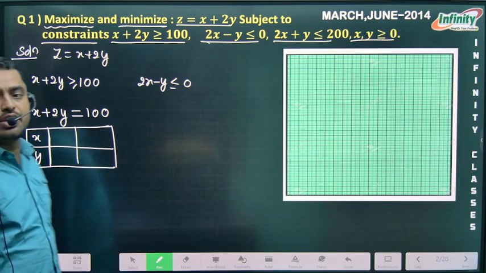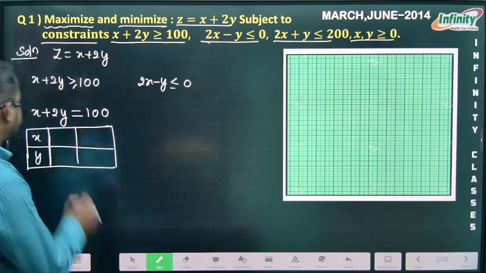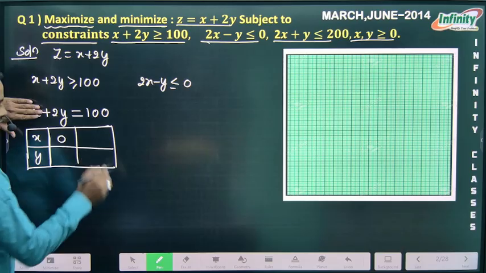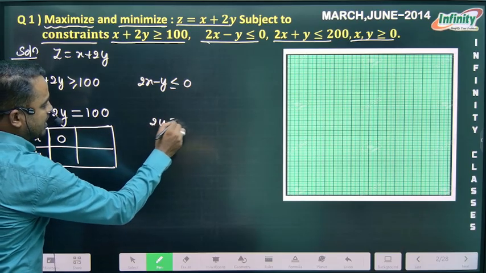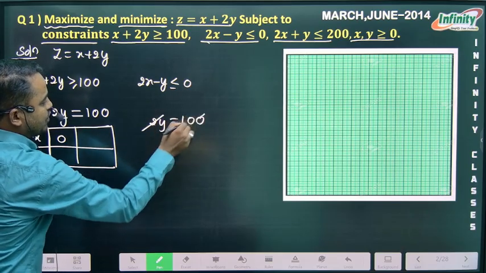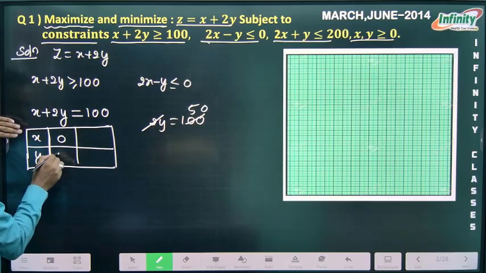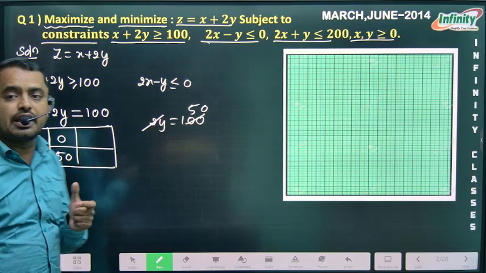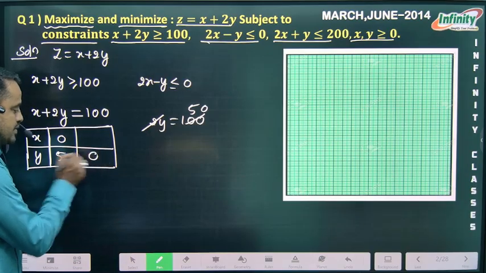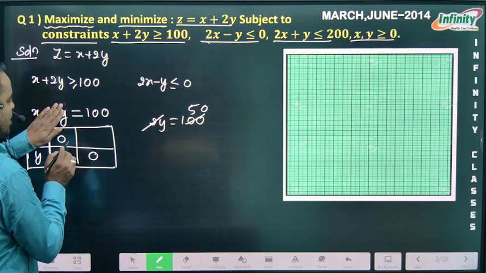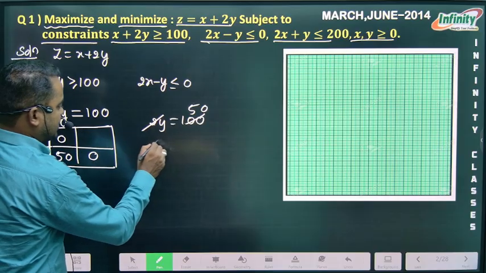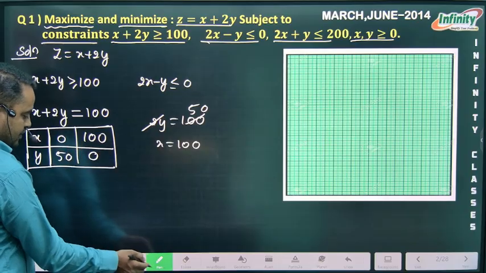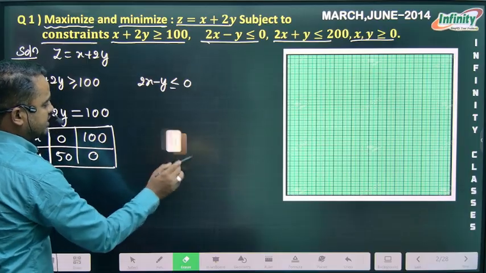If I put x as 0 here, then 2y is equal to 100. Then 2y will become 100, 2 ones are 2, 50s are 100, then the value of y is 50 here. If I put y coordinate as 0, then here 2y becomes 0, 2 into 0 is 0, that is x is equal to 100. The value of x is 100.